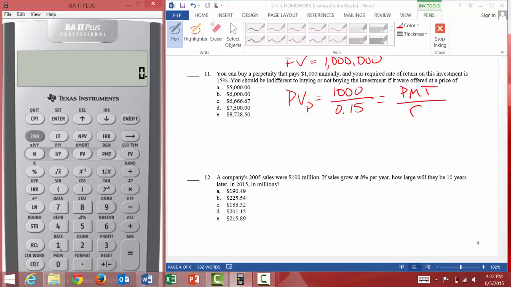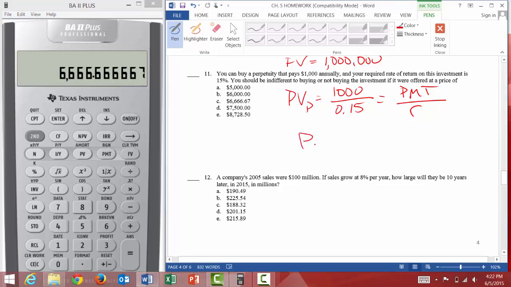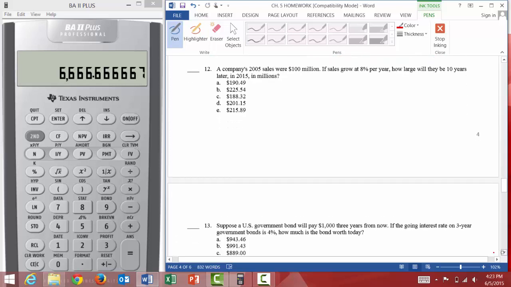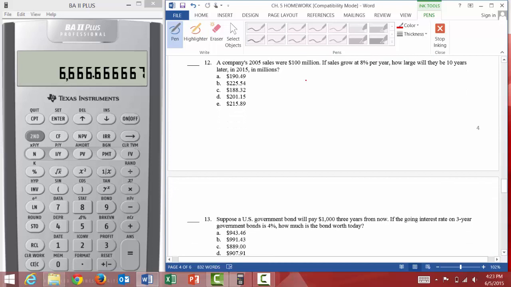So I've got to just go over here and hit 1,000 divided by 0.15, and I get the price is equal to $6,666.67. So answer C. And let's look at number 12. This is involving a company's 2005 sales, of 100 million. If sales grow at 8% per year, how large will they be 10 years later in 2015?